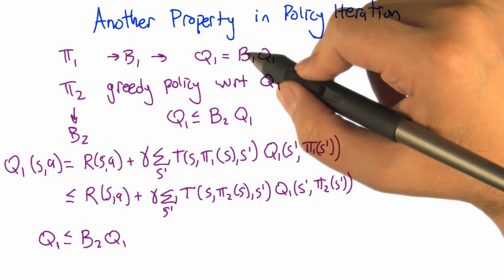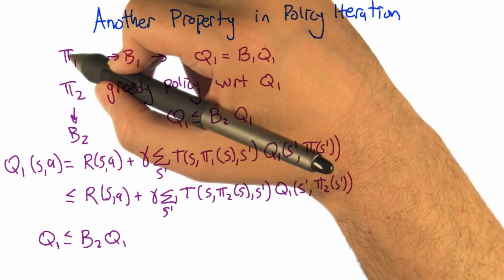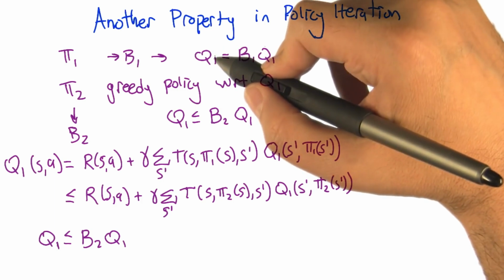We've solved out Q1. And this is sort of how policy iteration works too, right? You start off with a policy, you get the value function of that policy.